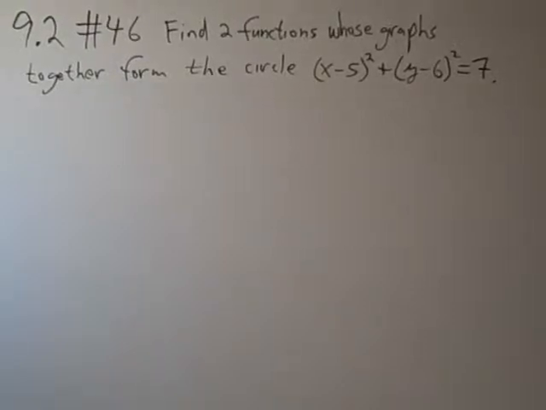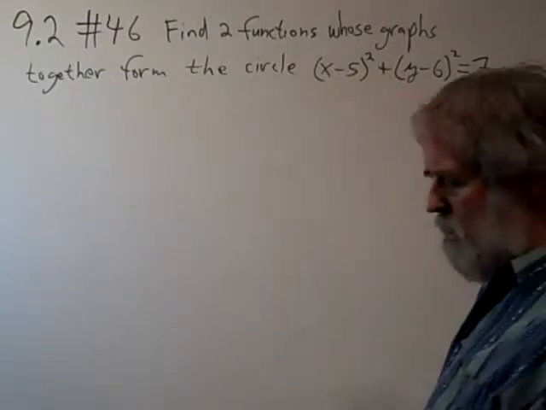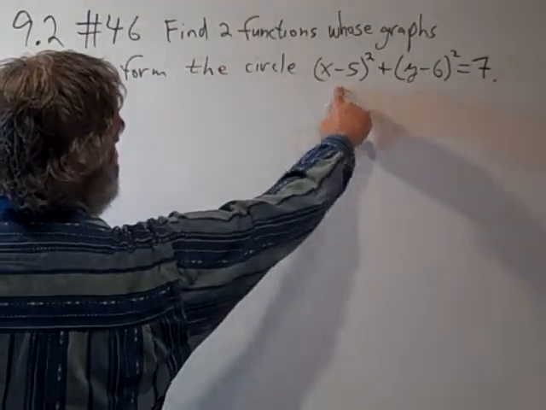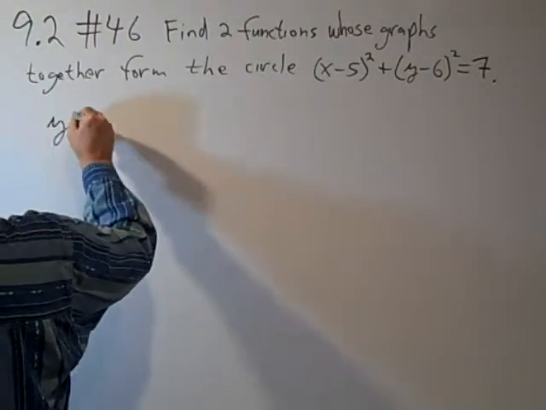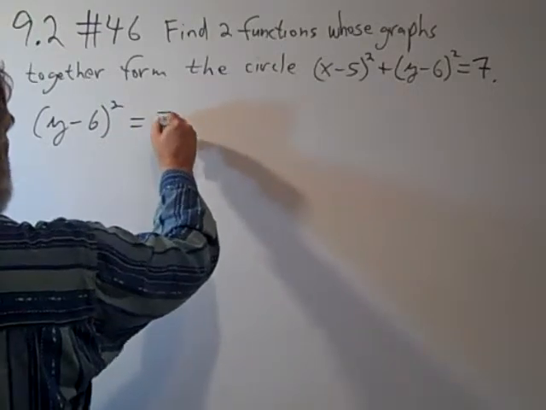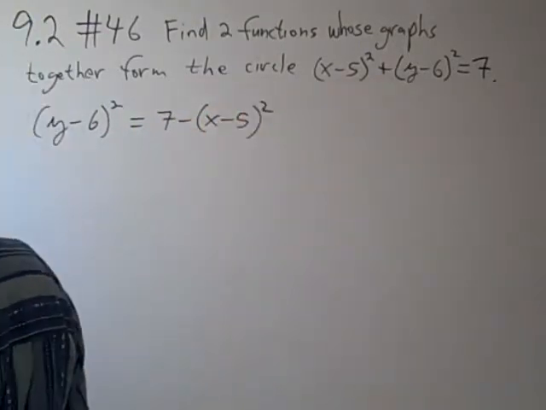Find two functions whose graphs together form this circle. We're going to solve for y as a function of x. That's really what we need to do for this. So to solve for y, we subtract the (x - 5) squared from both sides. So we have (y - 6) squared is equal to 7 minus (x - 5) squared.